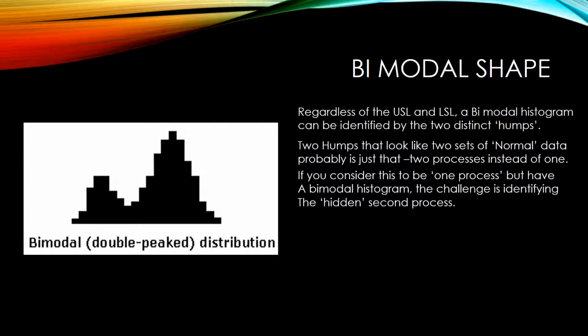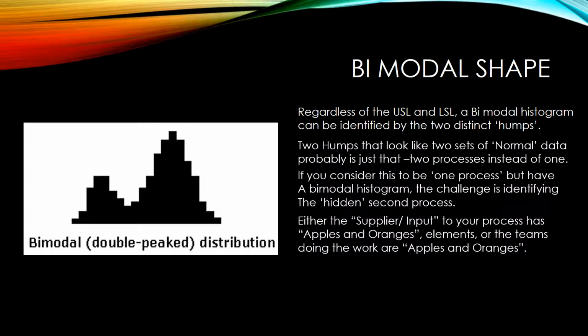If you consider this to be one process, but you end up with a bimodal histogram like that, the challenge is going to be identifying the hidden second process, because there's two different things going on here, whether we realize it or not. Either the supplier input end of the spectrum has some apples and oranges elements to it, or maybe the teams doing the work have some apples and oranges elements to it.